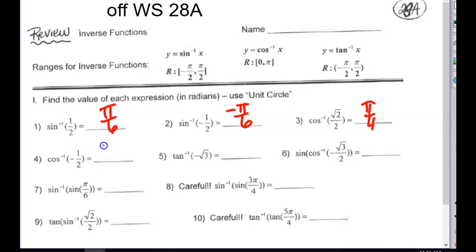What? Negative 1/2. 2 pi over 3. Tangent. Okay, we hate tangent.